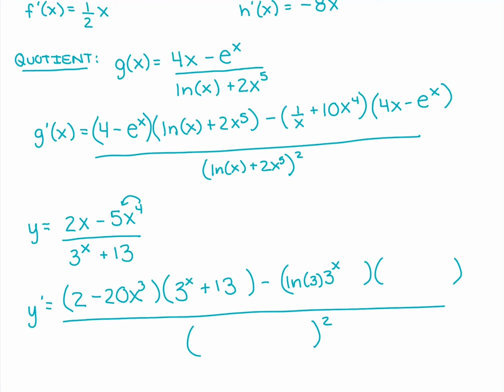So we did the derivative of the top, original bottom, minus derivative of the bottom, gets multiplied with the original top. 2x minus 5x to the fourth. There's our original top. All over the original bottom gets squared. So 3 to the x plus 13 gets squared.